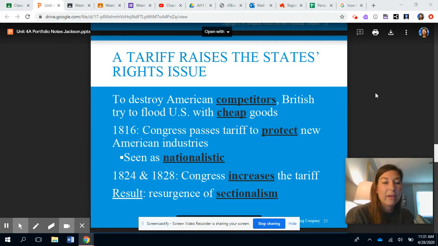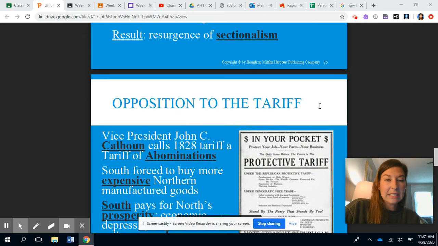But by 1824 and 1828, Congress is trying to increase this tariff and make it larger. So, say instead of doing 20% extra tax on British goods, they do a 30% extra tax on British goods. And that's actually going to cause sectionalism. So, remember what sectionalism is. It means that we are looking at our region or our local government as being better than our national government. We want to focus on our local problems, not on the national problems. So let's see why that is.